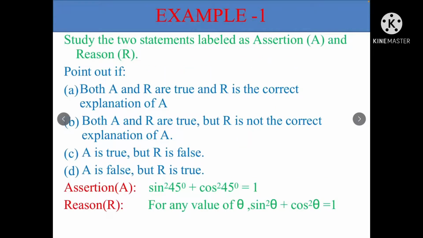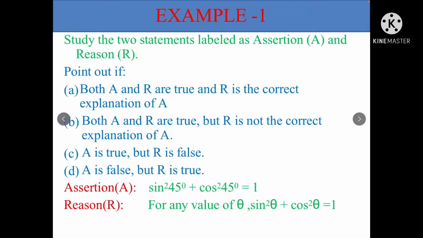Let us have four different examples and four different types. So this is the first example. Study the two statements labeled as assertion A and reason R. Point out if these are the options or alternatives. Now the assertion is given: sin square 45 degree plus cos square 45 degree equals 1.